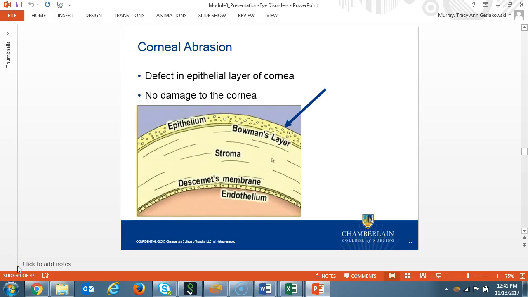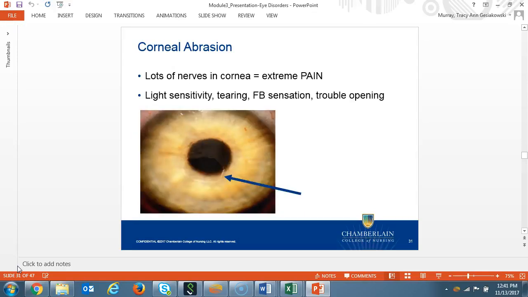Corneal abrasions cause a defect in the epithelial layer of the cornea only. The rest of the cornea is not damaged. Abrasions can be the result of trauma, foreign bodies, or chemical exposures. They're often extremely painful because of the numerous nerve endings in the cornea. Some other characteristics of corneal abrasions include extreme sensitivity to light and copious tearing. The patient may feel as if there's a foreign body sensation, which incidentally resolves with topical anesthetic, and they may also have trouble opening the eye.